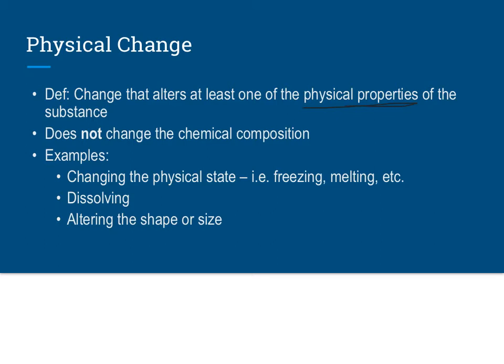The important thing to recognize about a physical change is that it does not change the chemical composition. At the end of the day, when a substance undergoes a physical change, the chemical composition or the formula of that substance would remain intact. Some examples of physical changes include changing the physical state of a substance, taking some liquid water and freezing it into ice, taking that ice and now melting it into liquid water. Anytime we change the physical state, we have not altered the chemical composition. Whether water is in the liquid form, the gaseous form, or in the solid form, it is still water.